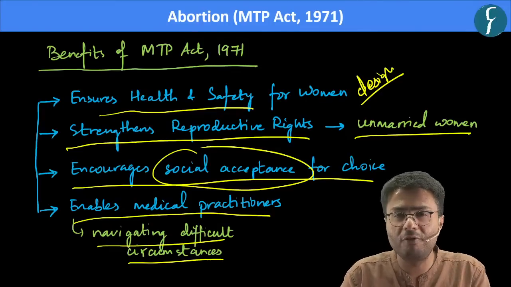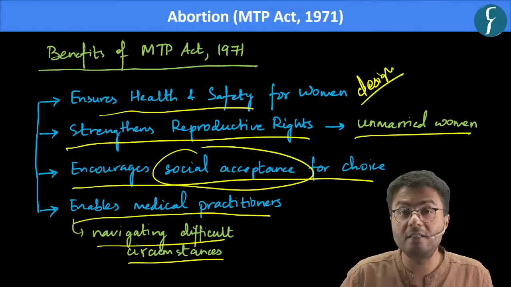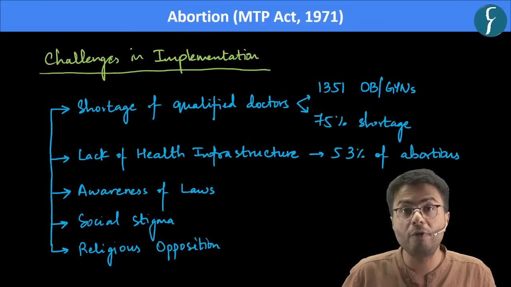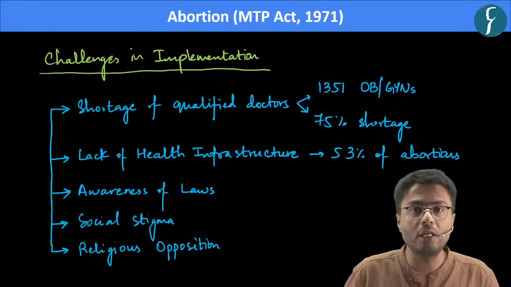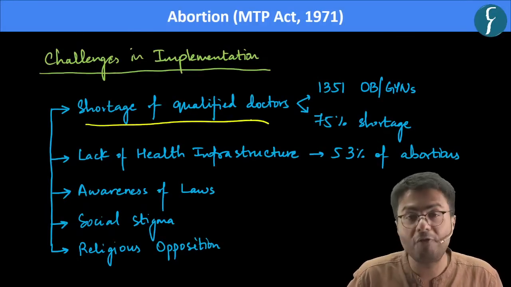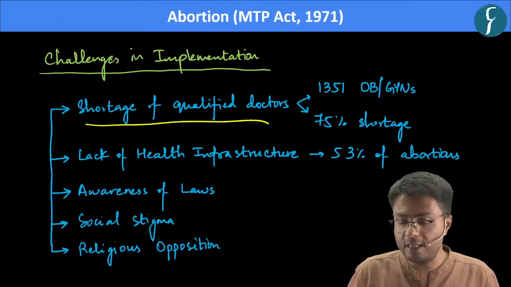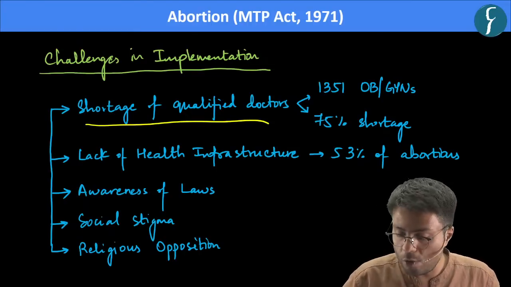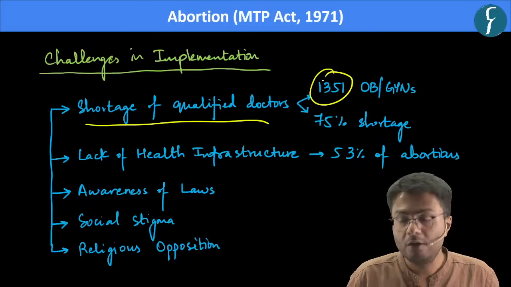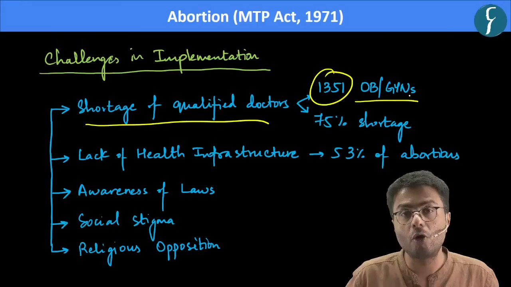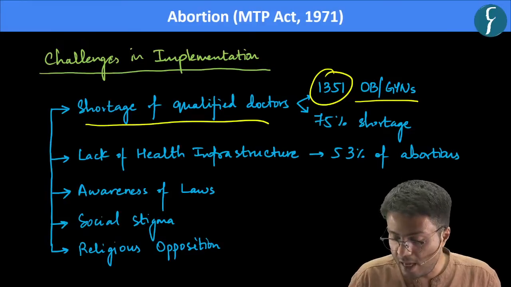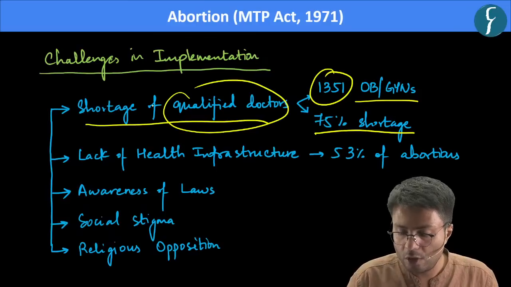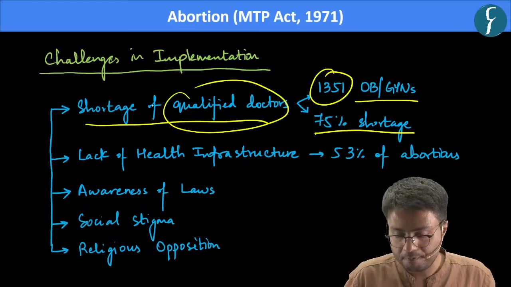However, despite several benefits, this act in its implementation faces certain challenges. The first of which is that there is a significant shortage in India with respect to qualified doctors. For example, in community health centers overall India, there are only 1351 trained obstetricians and gynecologists, which means that there is about 75% shortage of qualified doctors all across rural India.